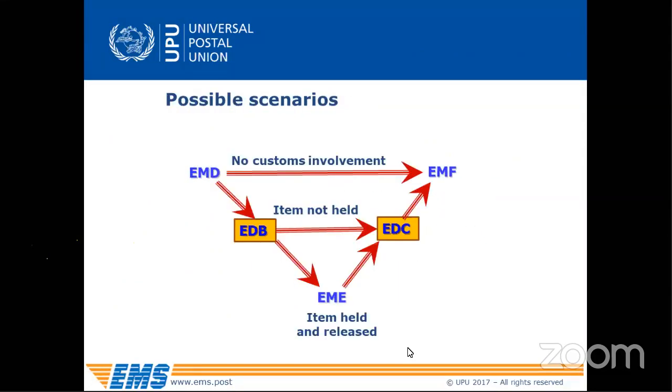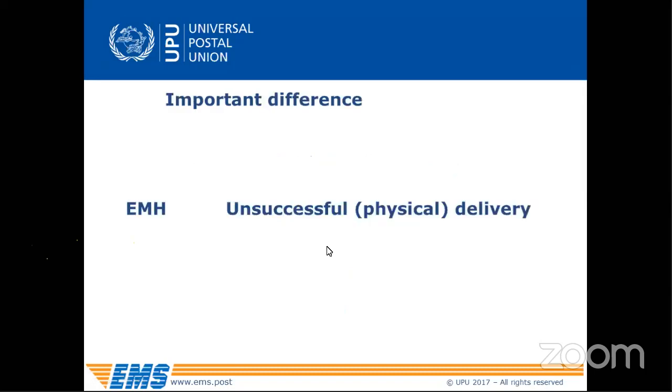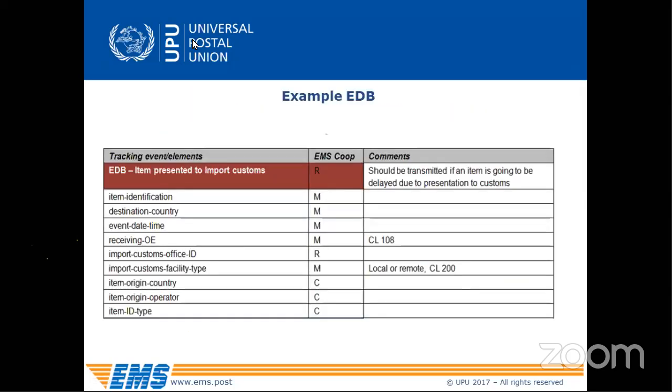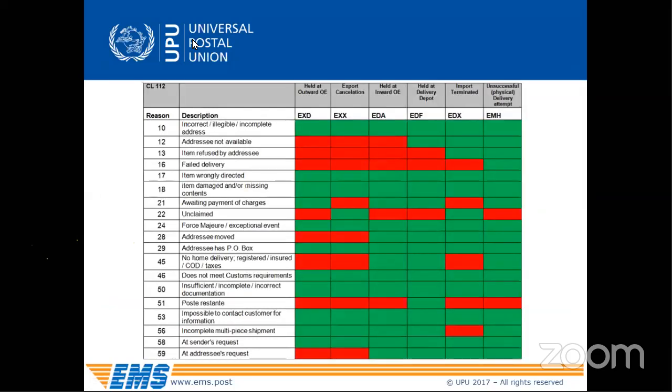So this is just a scenario from D to F to E at the office of exchange, just to show us what is happening at the office of exchange. H, unsuccessful physical delivery, as earlier explained. So that's about the IPS.